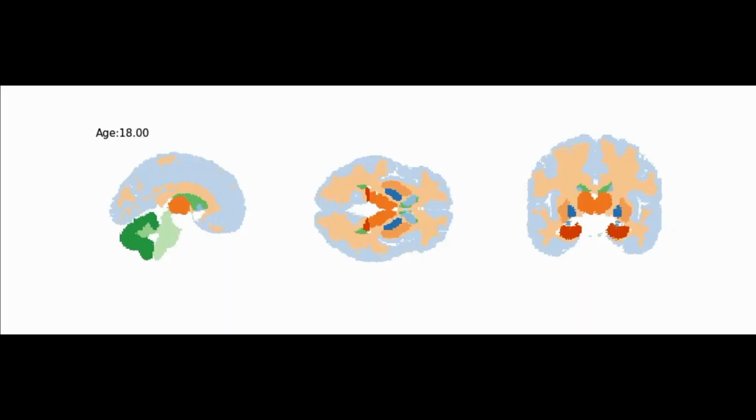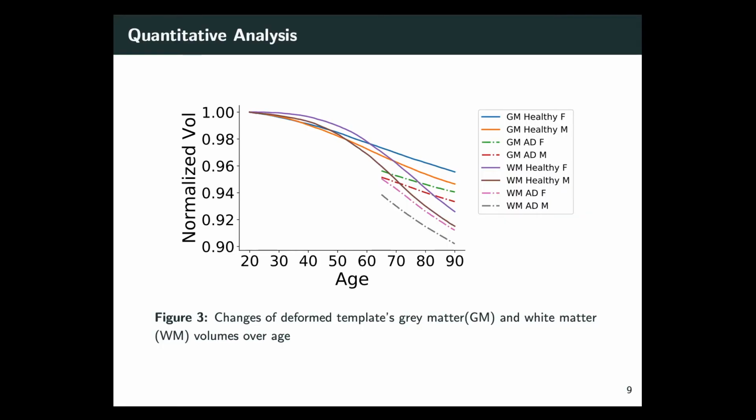Here's a short movie showing how our model 2 deformed the template as we increase the age attribute. We can have a more quantitative look by measuring the volume of the deformed template as a function of age. The solid line are for healthy males and females, whereas the dotted line are for Alzheimer's male and female. We can see that as we age, both the white matter and gray matter decrease over time. In addition, in the presence of Alzheimer's, the volume is even smaller.